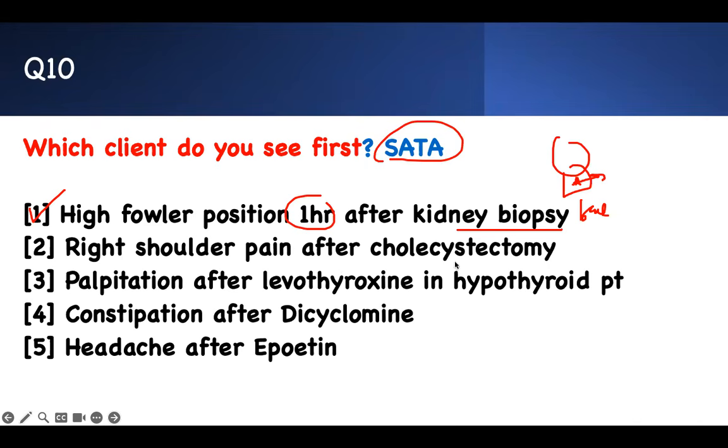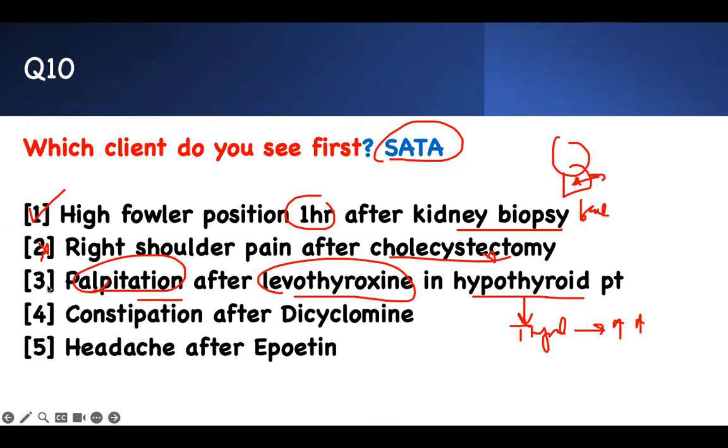Right shoulder pain after cholecystectomy. Gallbladder is on the right upper abdomen. If you remove the gallbladder, pain can radiate, refer pain to the right shoulder. This is fine. Palpitation after levothyroxine in hypothyroid patient. The patient is hypothyroid, I give them thyroid hormone. Thyroid hormone increases your metabolic rate and your heart rate. As you see palpitation, don't worry about it.